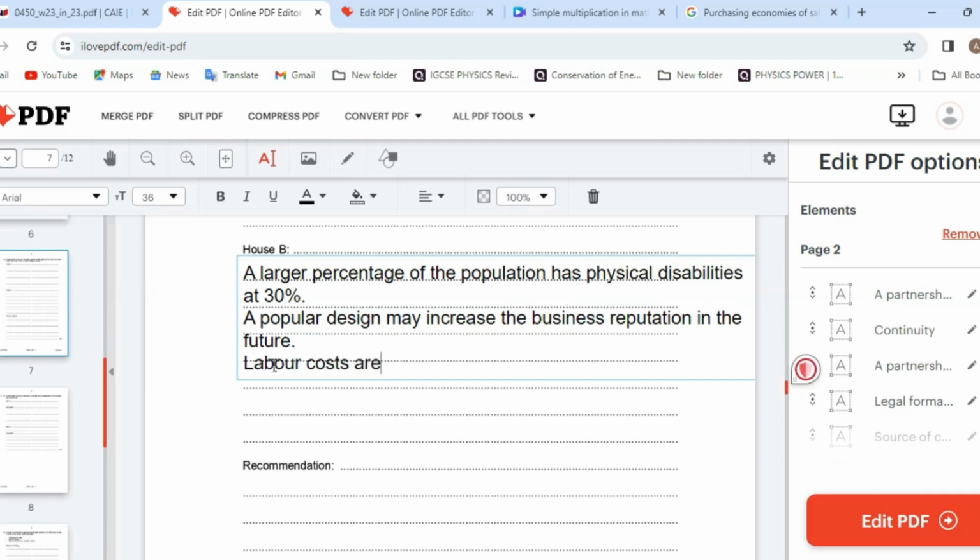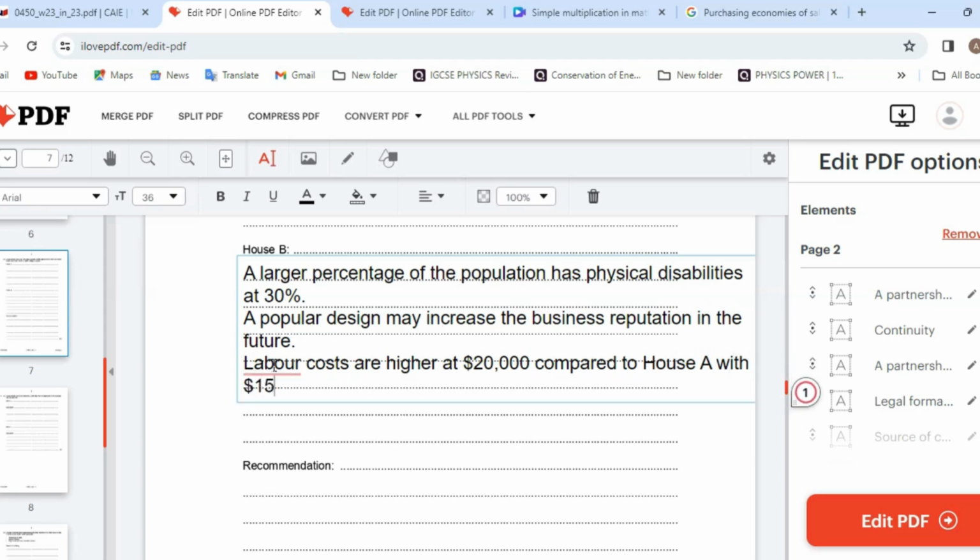Okay, labor costs are higher at $20,000 compared to house A with $15,000, right? $15,000. That's one of the disadvantages.